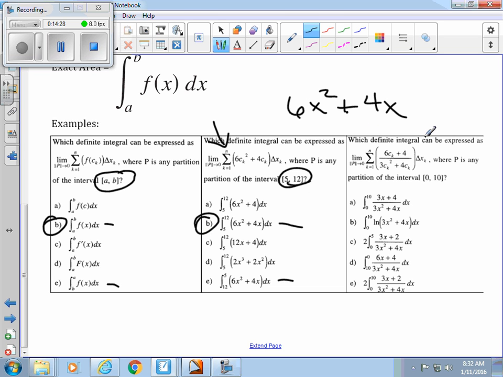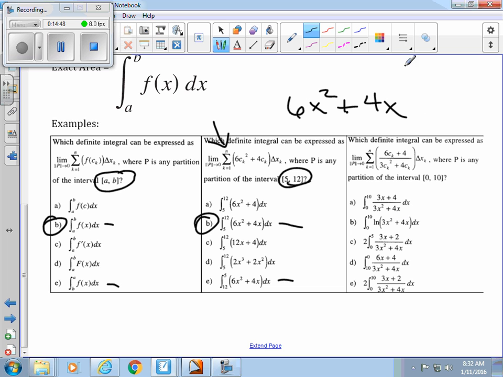Which definite integral can be expressed as the length of the partition going to 0 of the sum of this mess? How'd you get E? Hold on, E? Yeah, okay. What'd they do weird on E? They took out a 2.